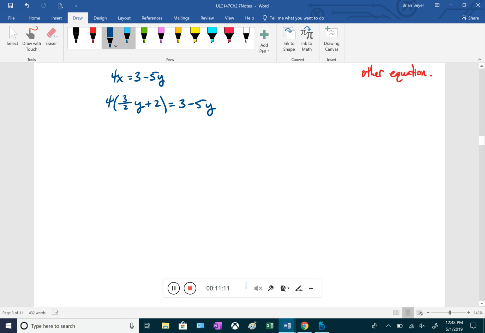So on the left-hand side of the equal sign, we have to distribute the 4. 4 times 3 over 2, that's 12 over 2, which is 6. 6y plus 4 times 2 is 8. So let's get all of the variables on the left and all the constants on the right. So I'm going to add 5y to both sides.